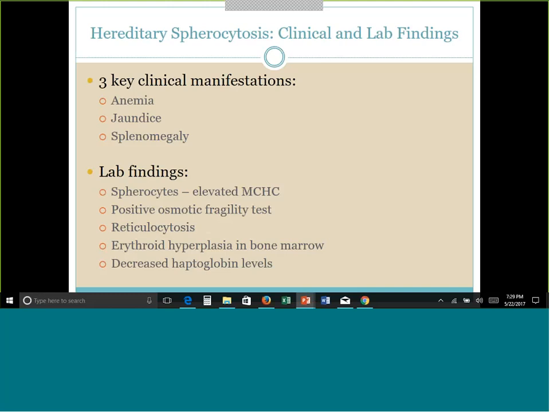There is what we call an osmotic fragility test that will very much be positive here. That's basically saying, again, your red cells are extra fragile, they're extra bursting. Again, you have high reticulocyte counts because it's a hemolysis. We're trying to replace those destroyed cells. In your bone marrow, you're going to see erythroid hyperplasia. What that means is that they've really increased the red cell production. There's a lot of red cells getting produced.